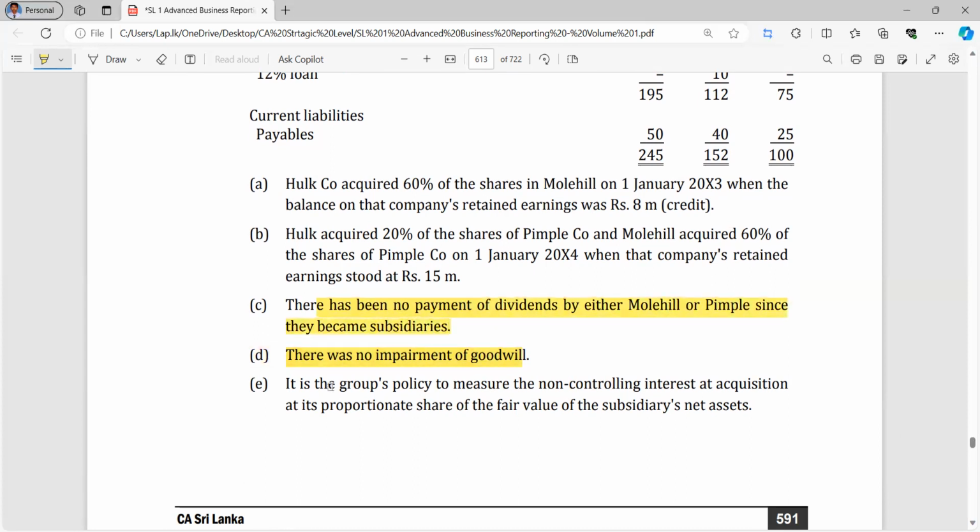We don't bother about it. It is the group policy to measure the NCI at the acquisition at the proportionate share of the fair value of the subsidiary net asset. That is key important because for the NCI, we know that in the consolidation, we can use either a fair value model or the proportionate net share basis in order to calculate the NCI holding at the date of acquisition. So I think that's, you know, that under the basic consolidation or in the BRT subject, we learned those things, right?